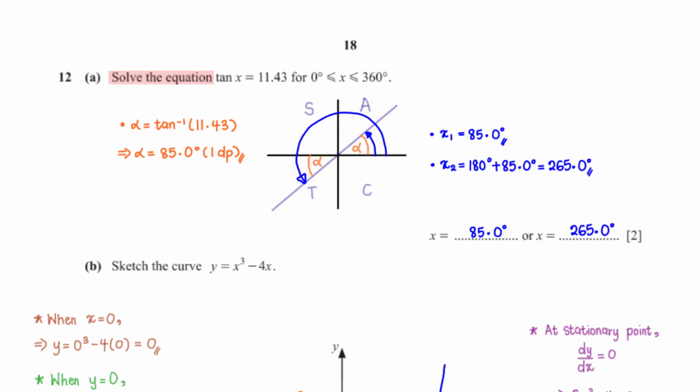When we go around the quadrants the first time, we get our first value of x as alpha, which is equal to 85.0 degrees. When we go around the quadrants the second time, we get the second value of x as 180 degrees plus 85.0 degrees, which is equal to 265.0 degrees.